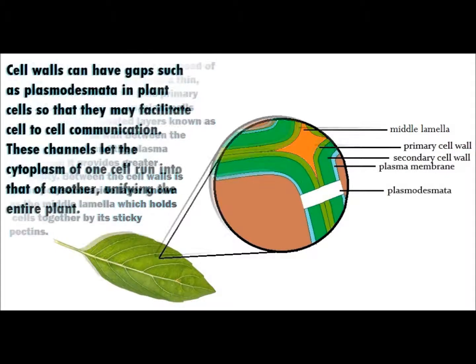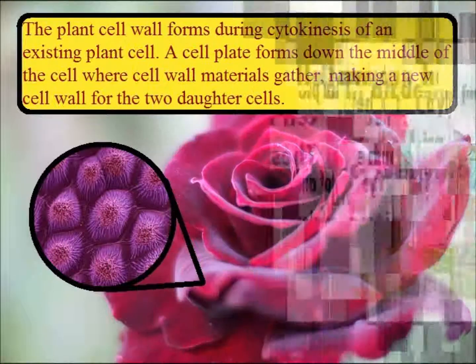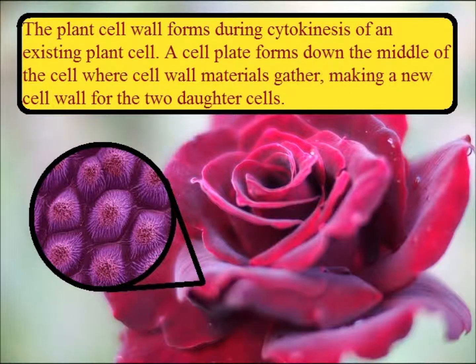Cell walls have gaps such as plasmodesmata in plant cells so that they may facilitate cell-to-cell communication. These channels let the cytoplasm of one cell run into that of another, unifying the entire plant. The plant cell wall forms during cytokinesis of an existing plant cell. The cell plate forms down the middle of the cell where cell wall materials gather, splitting to give a new cell wall for two daughter cells.